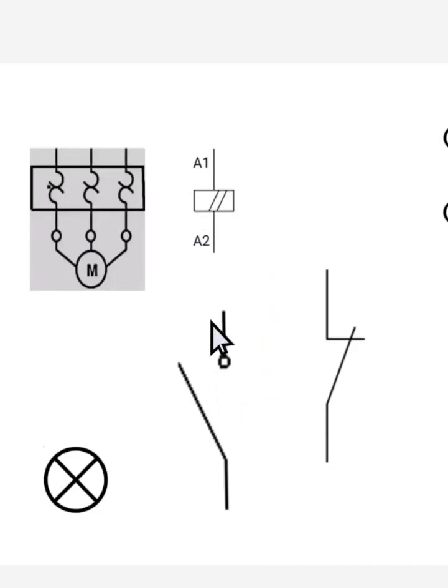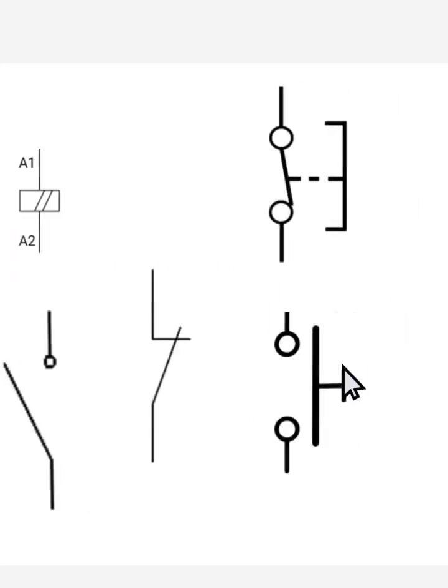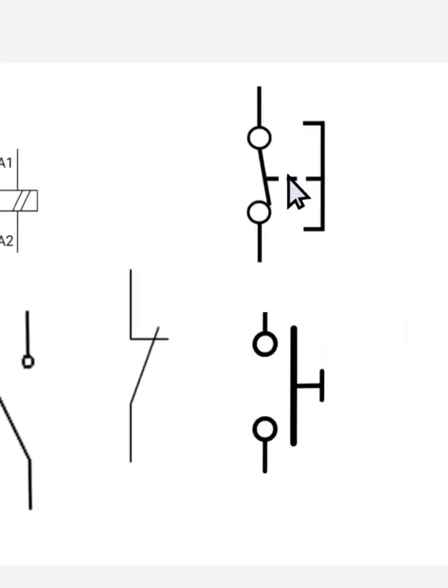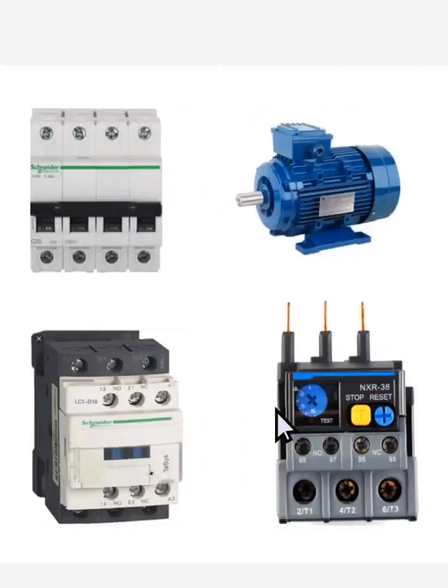They represent a normally open contact. This represents a normally closed contact. This represents a stop button. A stop button is usually normally closed, while a start button is usually normally open. So this is the picture diagram of those symbols.